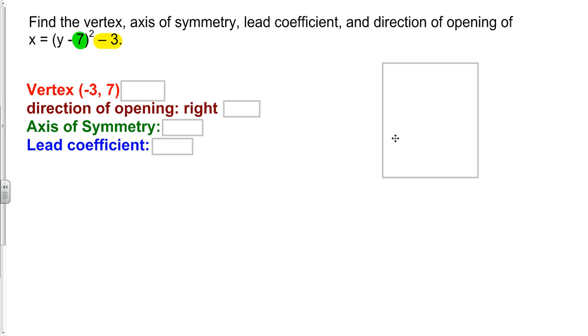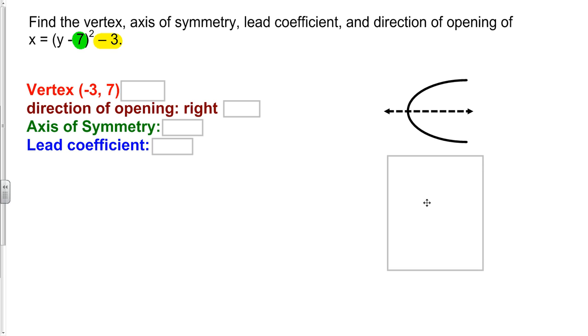As a quick sketch, once I realize that it's going to open to the right, I like to just draw a simple graph to see the parabola opening to the right and the axis of symmetry passing through it as a horizontal line through the vertex. So in this case, the axis of symmetry is a line defined for y equals something, since it's a horizontal line. So what does y equal? We look at our vertex for that. y equals positive 7.